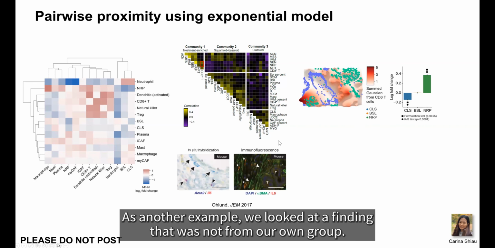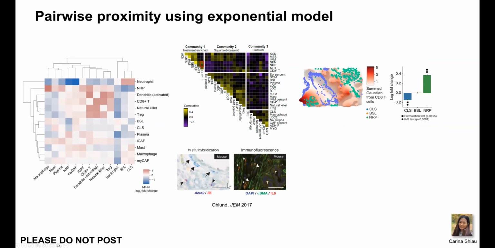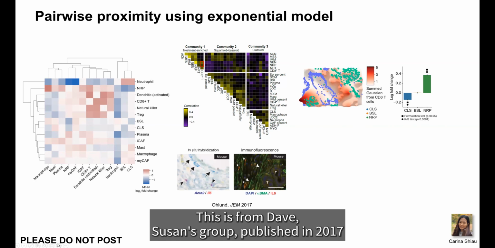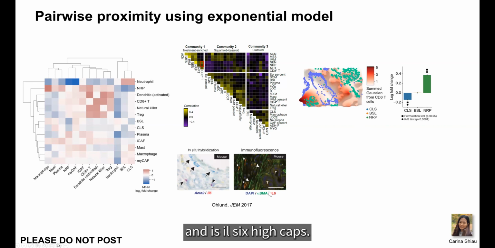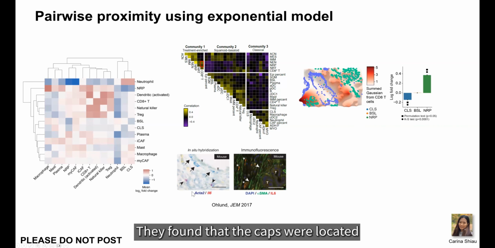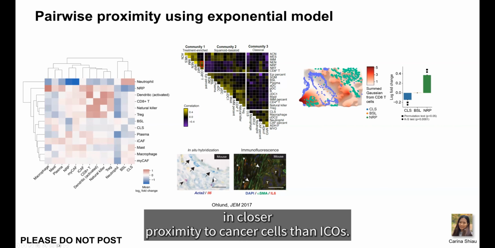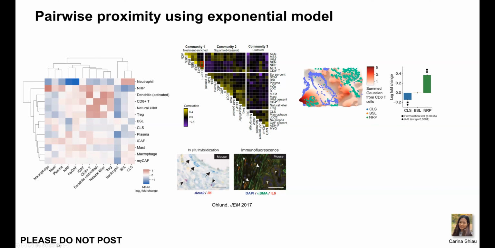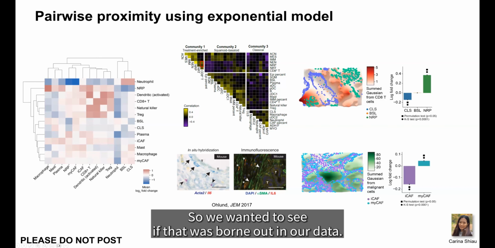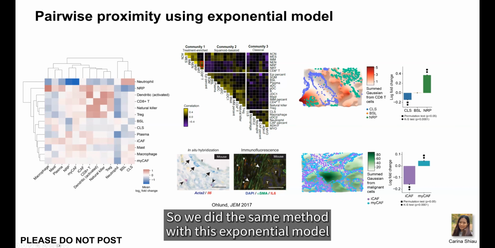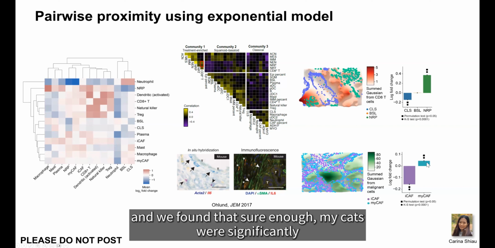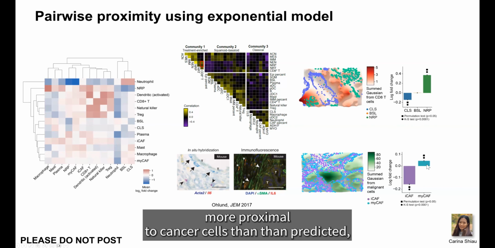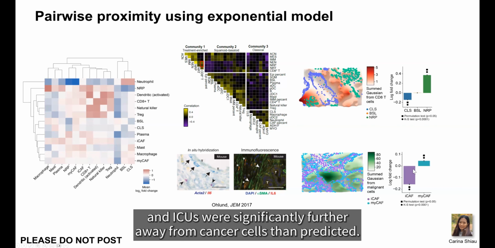As another example, we looked at a finding that was not from our own group. This is from Dave Tuveson's group, published in 2017, when they identified these ACTA2-high myCAFs and these IL-6-high iCAFs. They found that the myCAFs were located in closer proximity to cancer cells than iCAFs. So we wanted to see if that was borne out in our data. So we did the same method with this exponential model, and we found that sure enough, myCAFs were significantly more proximal to cancer cells than predicted, and iCAFs were significantly further away from cancer cells than predicted.